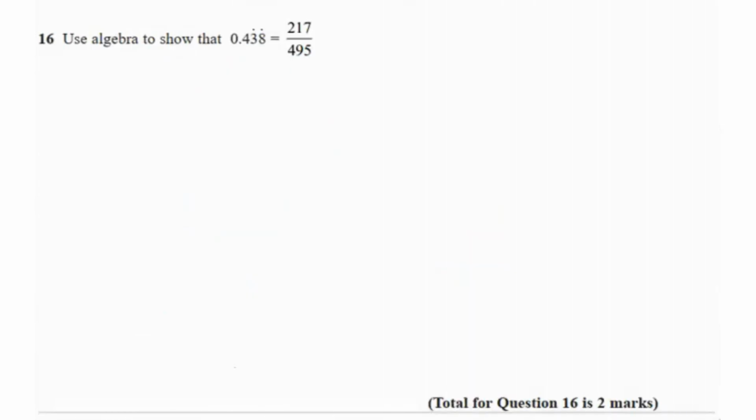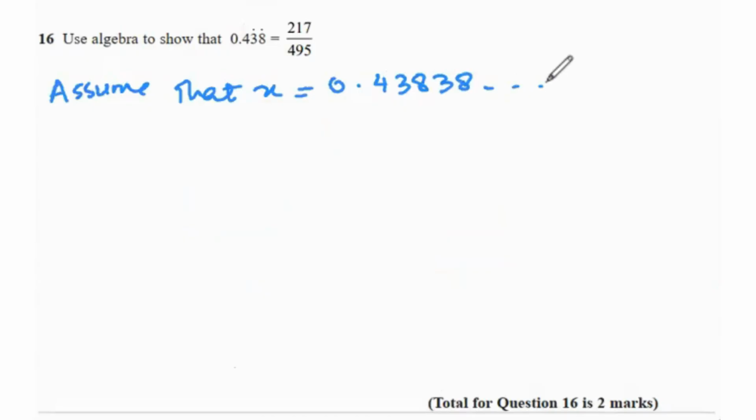Next question says, use algebra to show that 0.438 recurring equals 217 over 495. So as you can see, exactly the same as before. First, you assume that x equals the recurring decimal. So 0.43838 being repeated. Now we can multiply x with 1000. So that's going to be 438.38 being repeated.